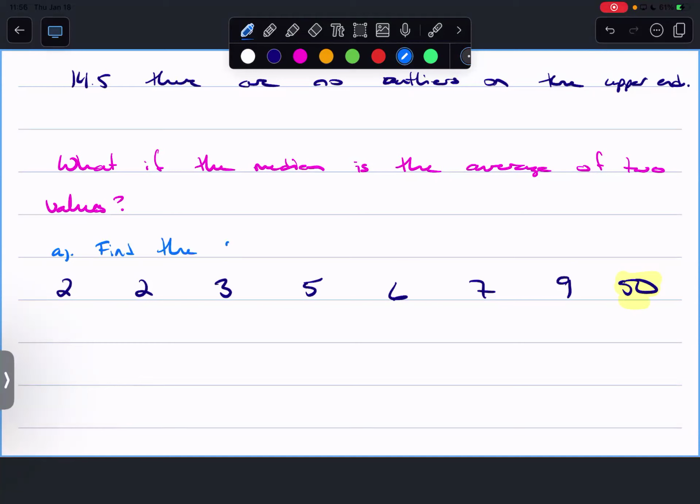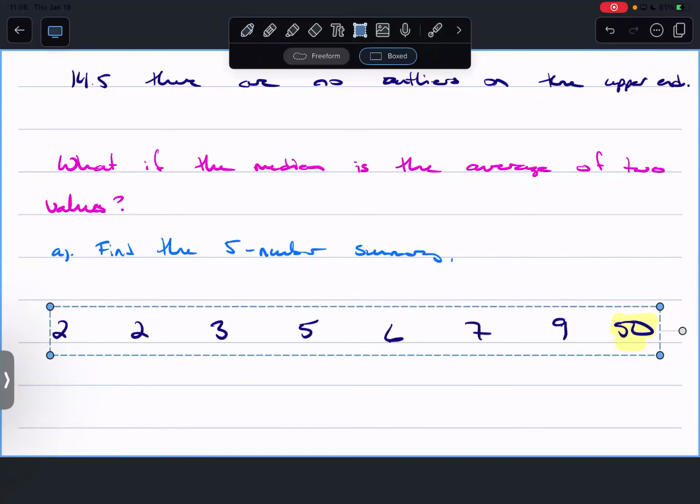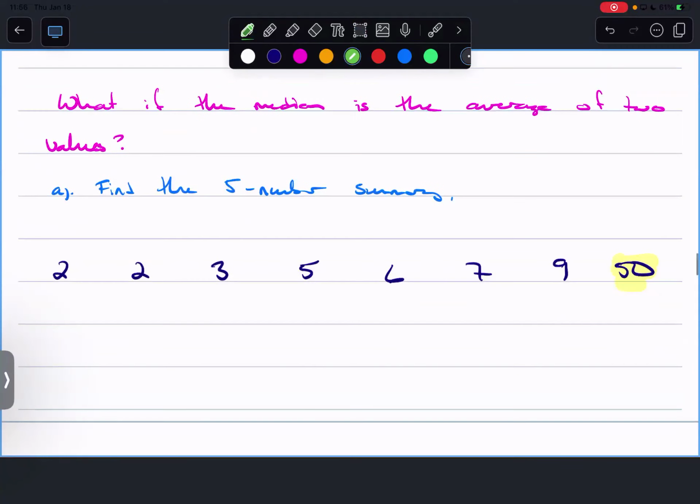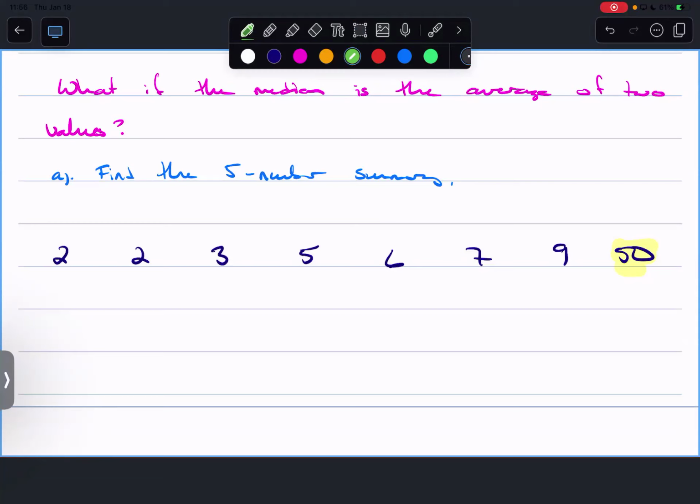Find the 5-number summary. And maybe I'll bump these down just one more so I can copy them more cleanly later. 5-number summary. We've sorted them already, so that's good.